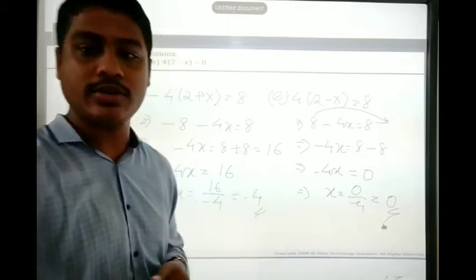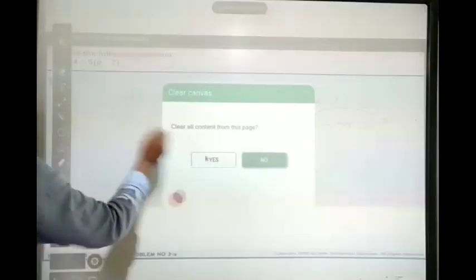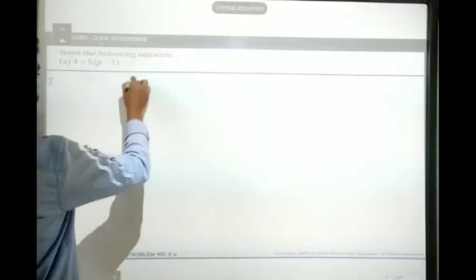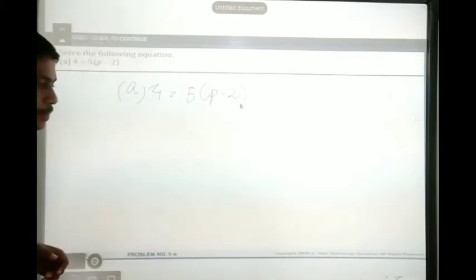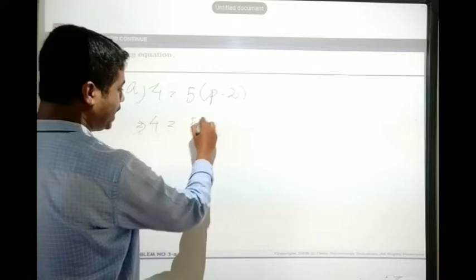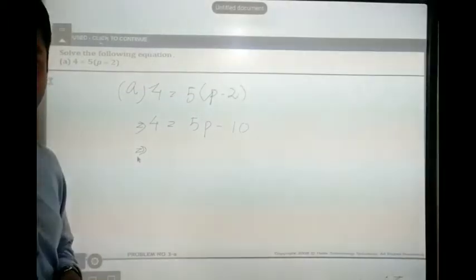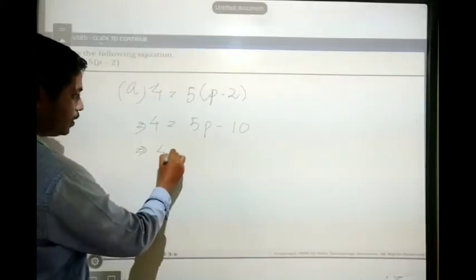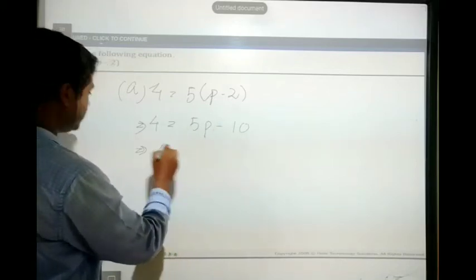Okay, let us move to the next question. Next question is question A of question number 2. Let me clear it first. Question A: 4 is equal to 5p minus 2. This is the question. So 4 equals, break this, 5p minus 5 2s are 10. Then 4 will be equal to... or you can do one thing, you can put this 10 on the right hand side.